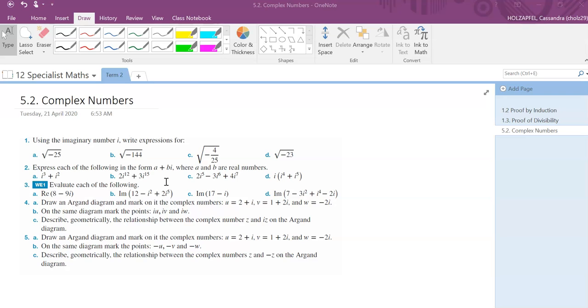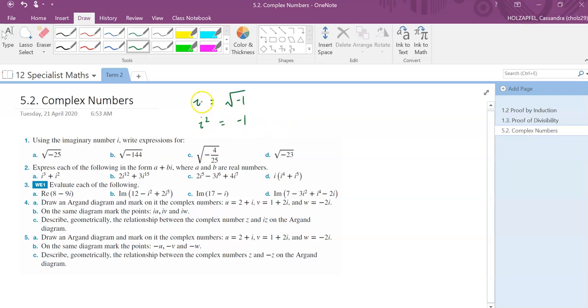All right, so complex numbers, let's just do a quick review of what a complex number actually is. A complex number is just a number that has a real component and an imaginary component. So an imaginary number, this number i, is equal to the square root of -1, or alternatively we can write this as i squared is equal to -1.